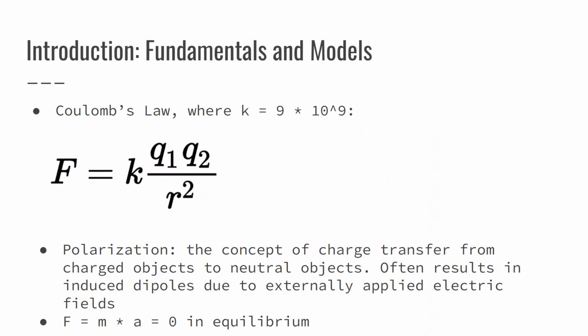Now, in order to complete this lab, we must first review some fundamental concepts, the first being Coulomb's law, which will help us calculate forces. Coulomb's law is equal to Coulomb's constant, 9 times 10 to the 9th, times the two charges over the separation distance squared. The second concept is polarization, which is the concept of charge transfer from charged objects to neutral objects, which we will see later on in the lab. Finally, the last concept is Newton's second law, where force is equal to mass times acceleration, and in equilibrium, these forces will all cancel out, which we will see later on in the lab.